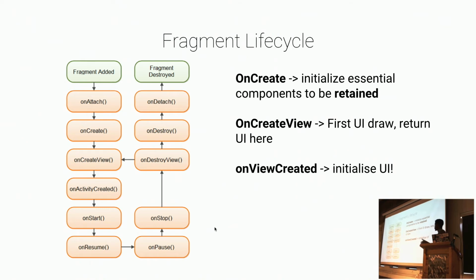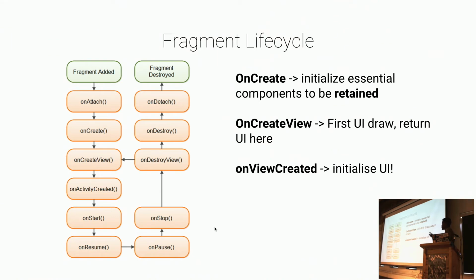So in the onCreate, our fragment is essentially initialized, and we should here initialize any components that we wish to be retained throughout the lifecycle. Such as in our World Cup example, when we first launch our detail fragment, we want to make sure we grab the match information and retain it, so that if the activity is paused or stopped and resumed, we still have that information, and the fragment can essentially reinitialize the views.